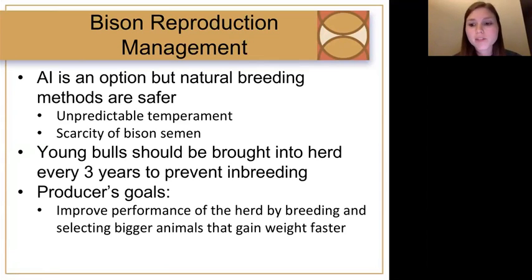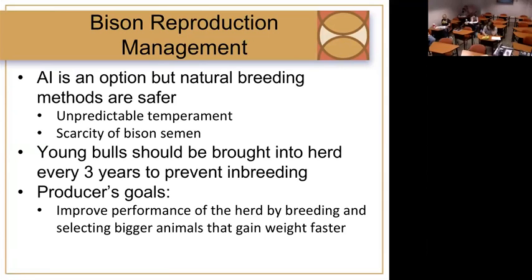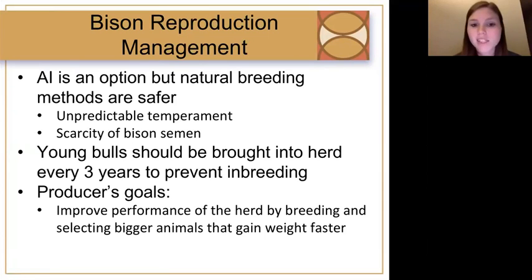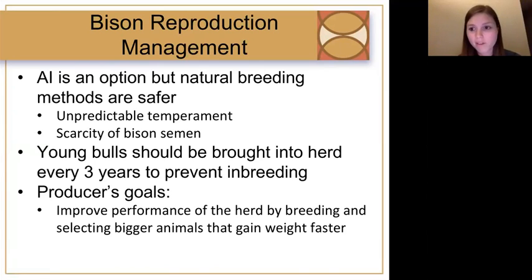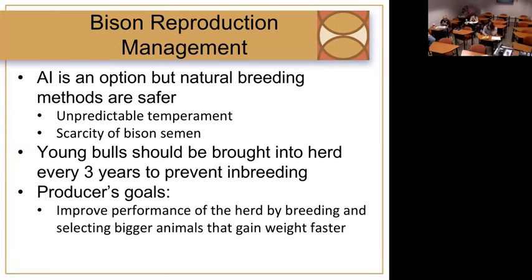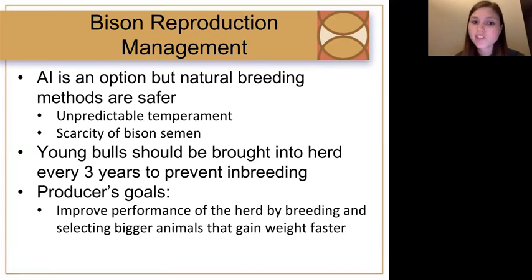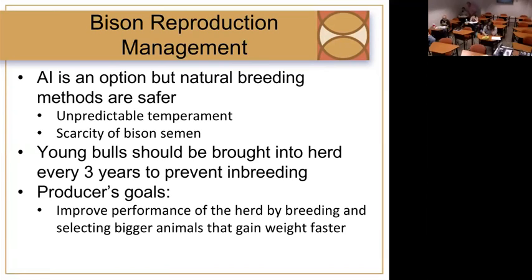Artificial insemination, we've talked about that with some of the other species. It is an option for bison. However, natural breeding methods are a lot safer. Bison have very unpredictable temperaments. They are still fairly wild, so they can be pretty unpredictable when you have them in a group, or if you have them confined to try to artificially inseminate them, a challenge.